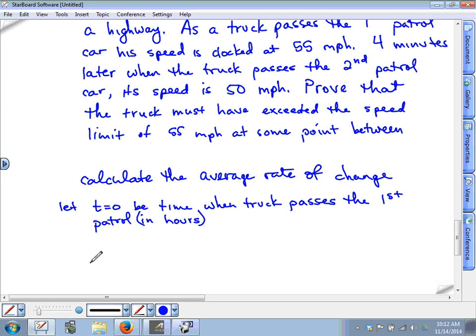It was 4 minutes later. So how much of an hour is 4 minutes? 4 minutes out of 60 minutes is 1/15 of an hour. So t equals 1/15 of an hour is when the truck passes the second patrol car.